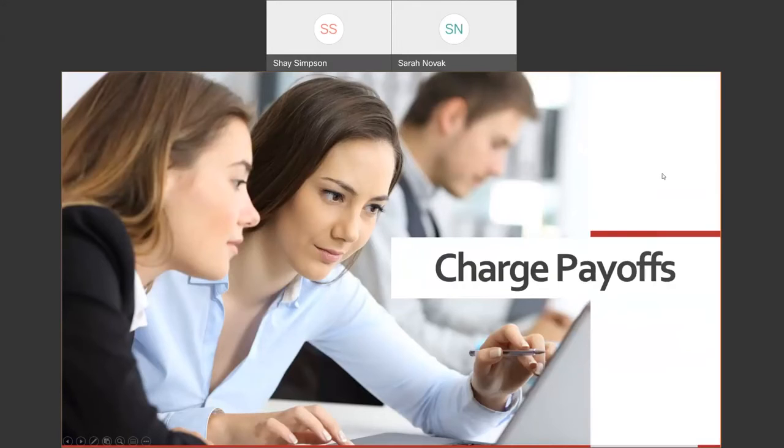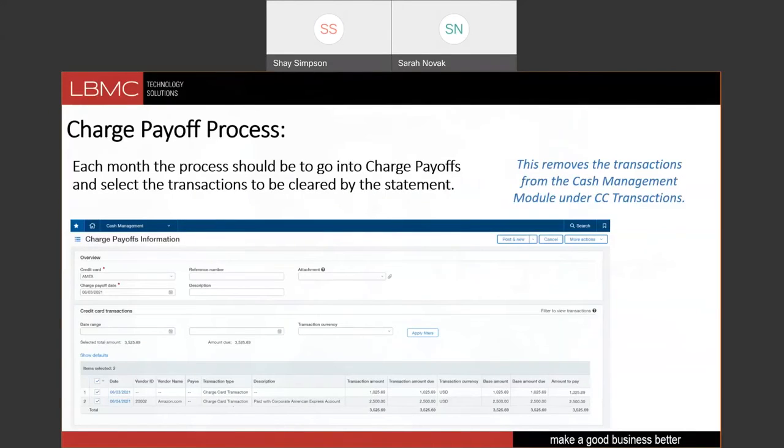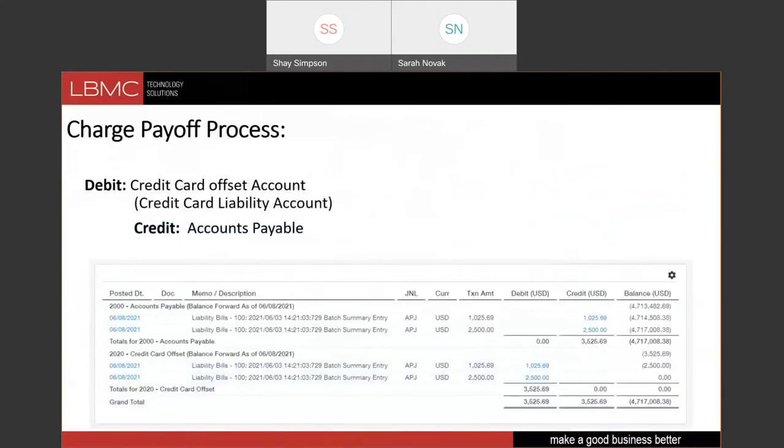Okay, all right, so let's dive into this. Each month, the process should be to go into charge payoff within cash management and select the transactions to be cleared by the statement. What this is going to do is remove the transactions from the cash management module under those credit card transactions, the ones we just looked at.